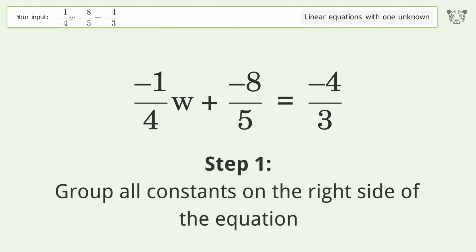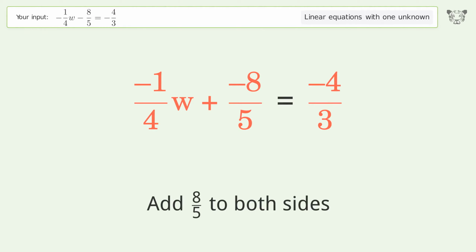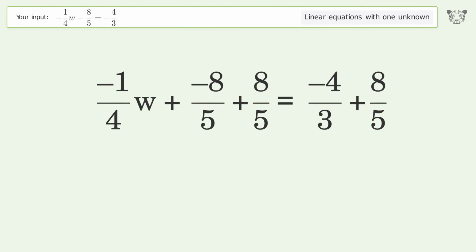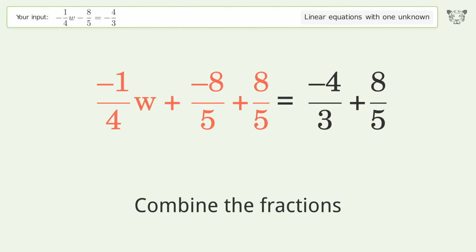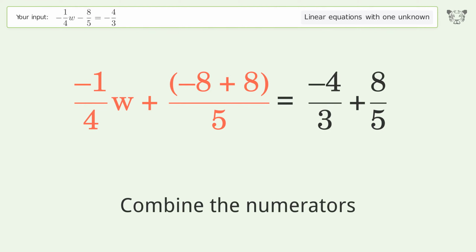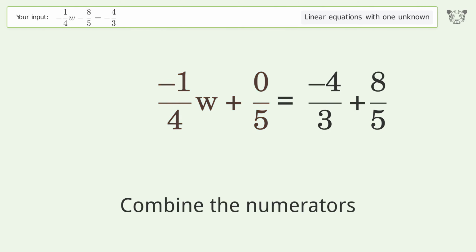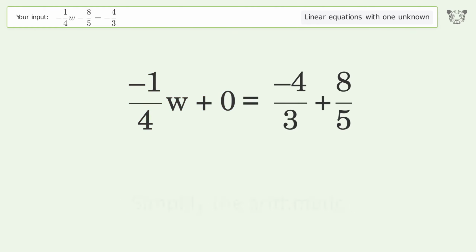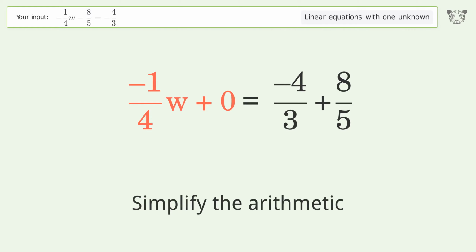Group all constants on the right side of the equation. Add 8/5 to both sides. Combine the fractions. Combine the numerators. Reduce the zero numerator. Simplify the arithmetic.